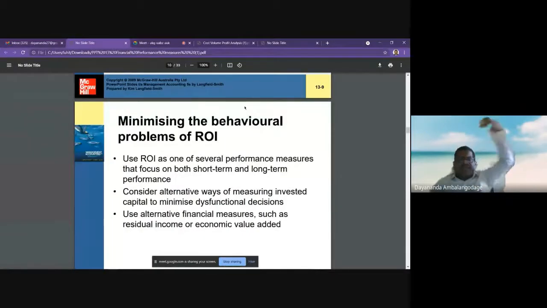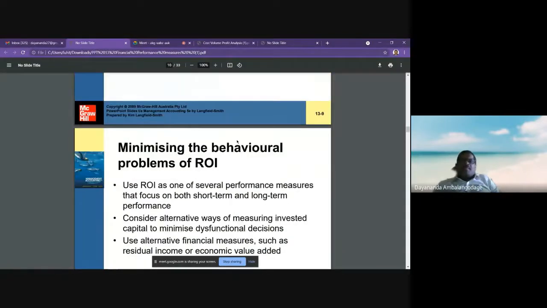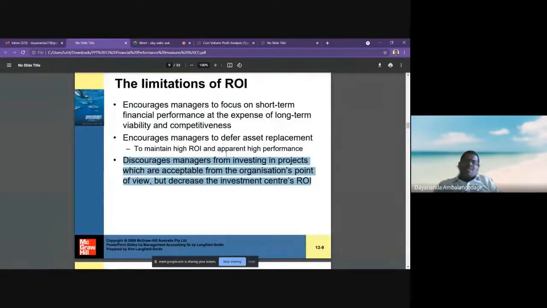Minimizing the behavioral problem of ROI. What is the behavioral problem? The behavioral problem is that CEOs are not really acting according to rationality, for the benefit of the organization. They just consider their rewards. So there is a tendency of rejecting good projects.